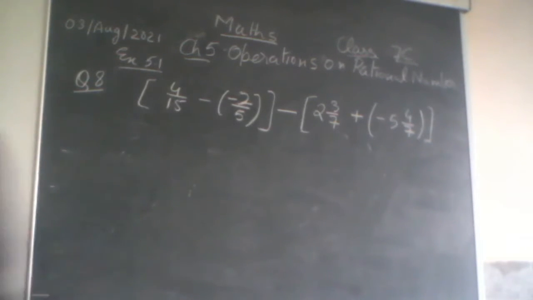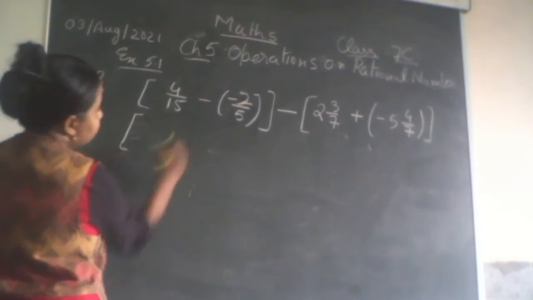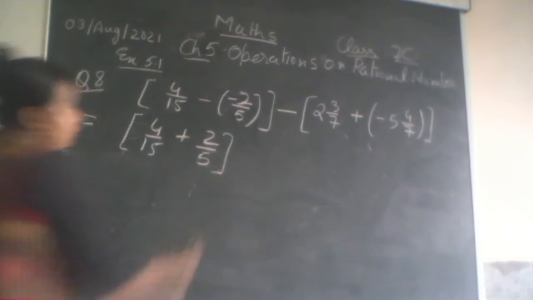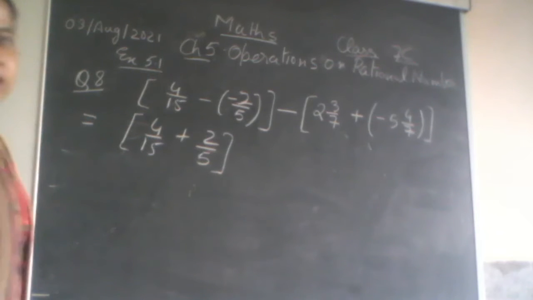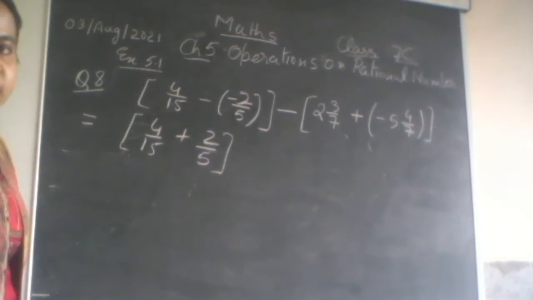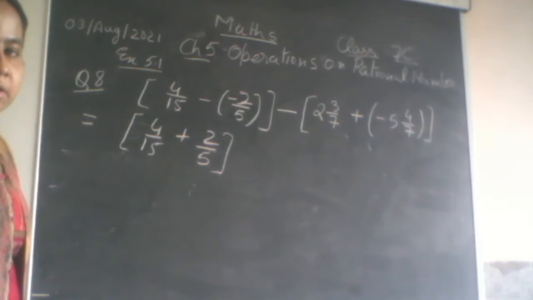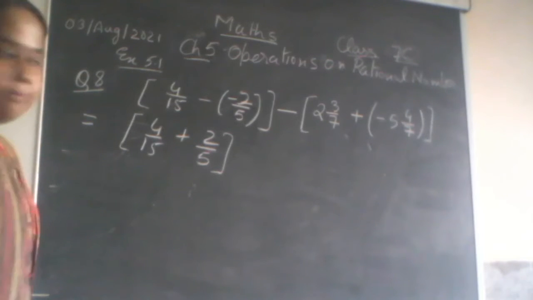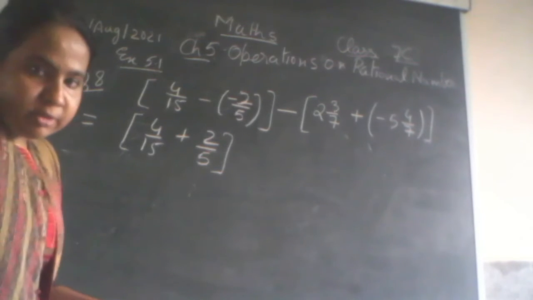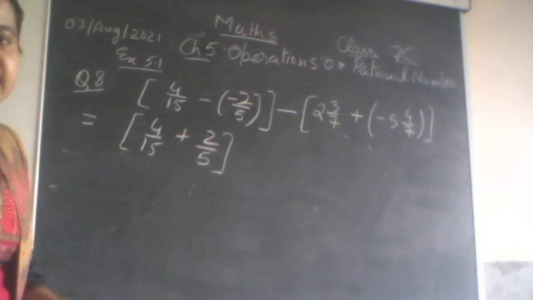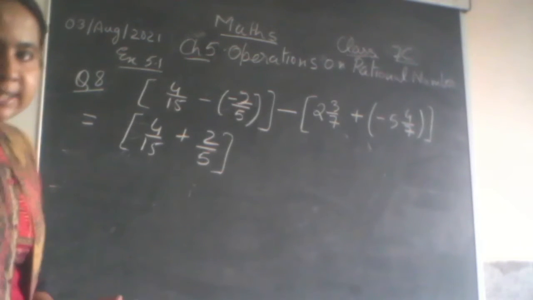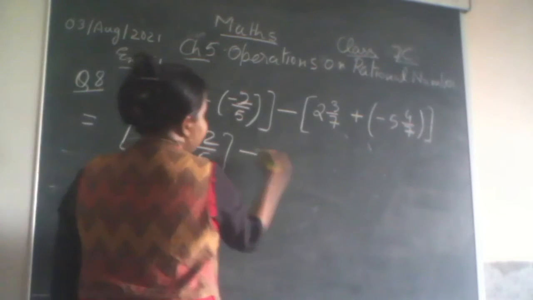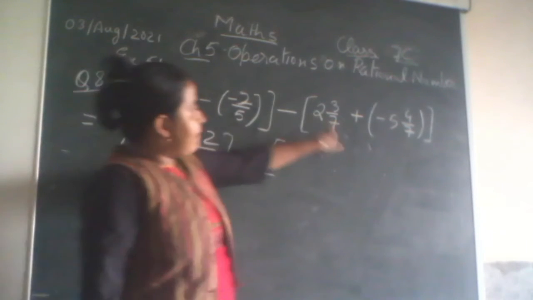So let's start with the calculation. 4 by 15 plus 2 by 5. Will I be wrong? This is also one of the methods of calculation. Is it correct or wrong? Ma'am, correct, because there are two methods. Either you solve the bracket first and balance the sign first, or you balance the signs after. But you have to balance the signs. Yes, ma'am. Then putting a minus sign.